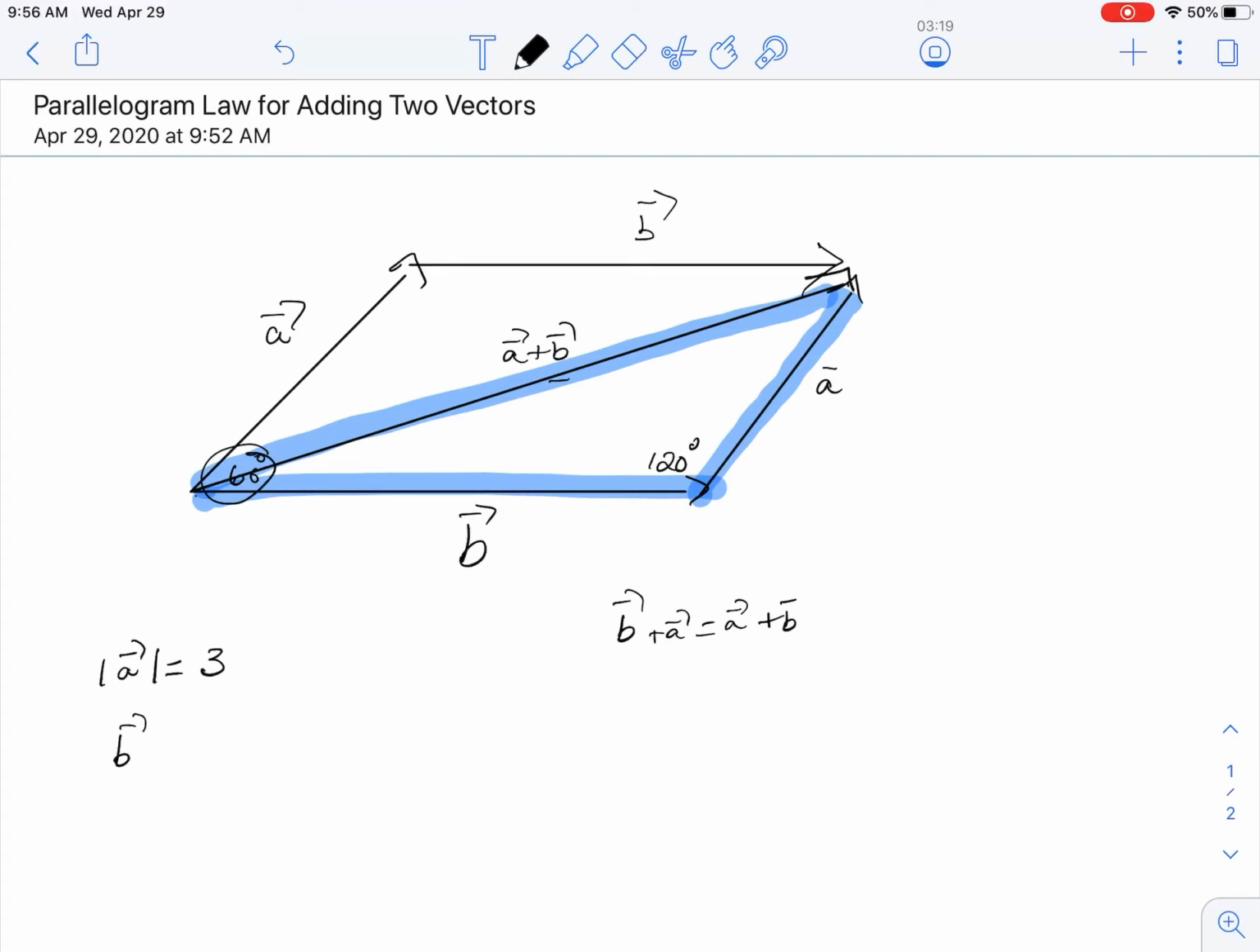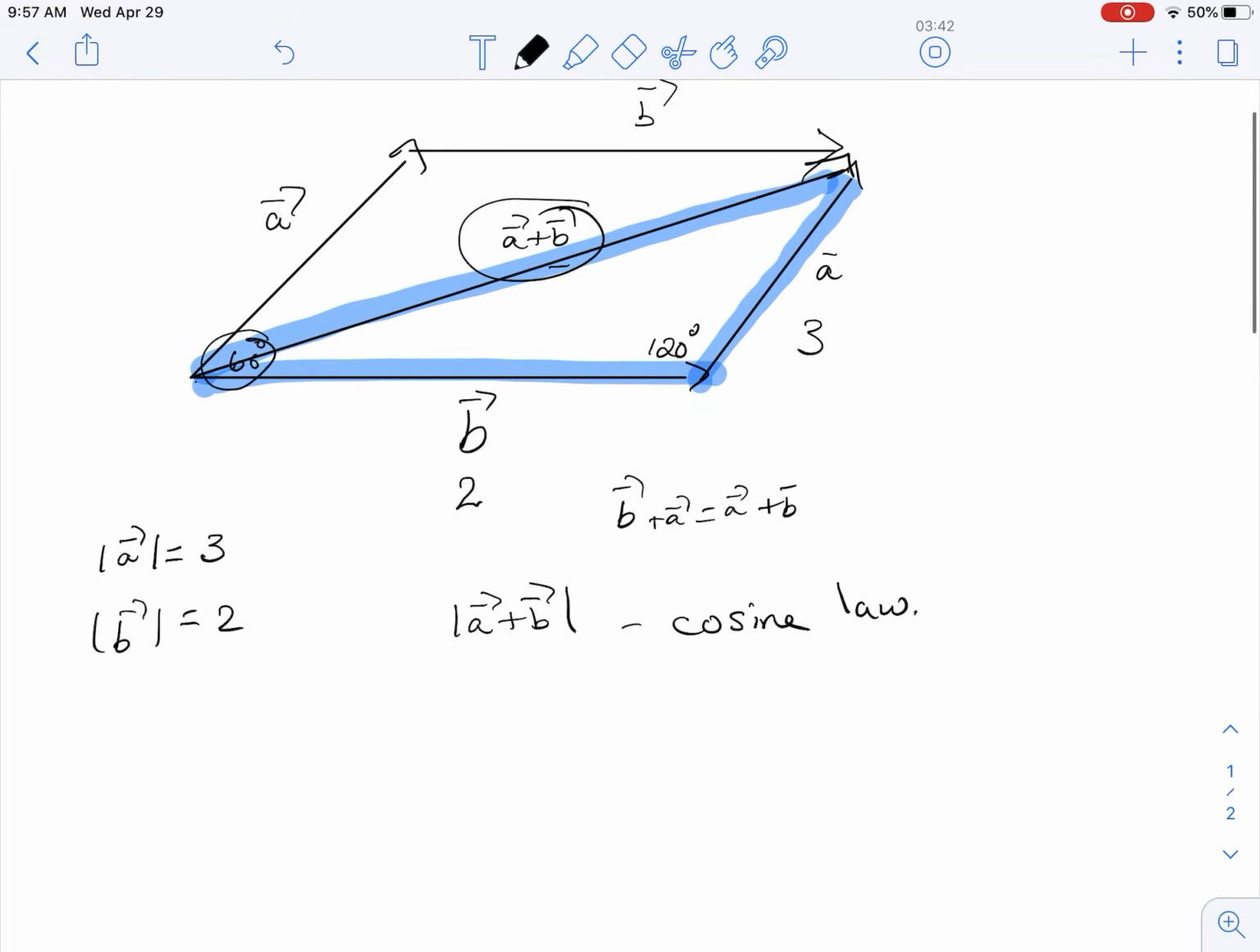So we're going to add a little bit more information here. We are going to give you that the magnitude of A is 3. Remember, magnitude is length of a vector. Magnitude of B is 2, so I'm going to go over here and apply those lengths, 2 and 3. So if I want to calculate the magnitude of A plus B, I'm going to apply the cosine law, because that A plus B is opposite the 120.